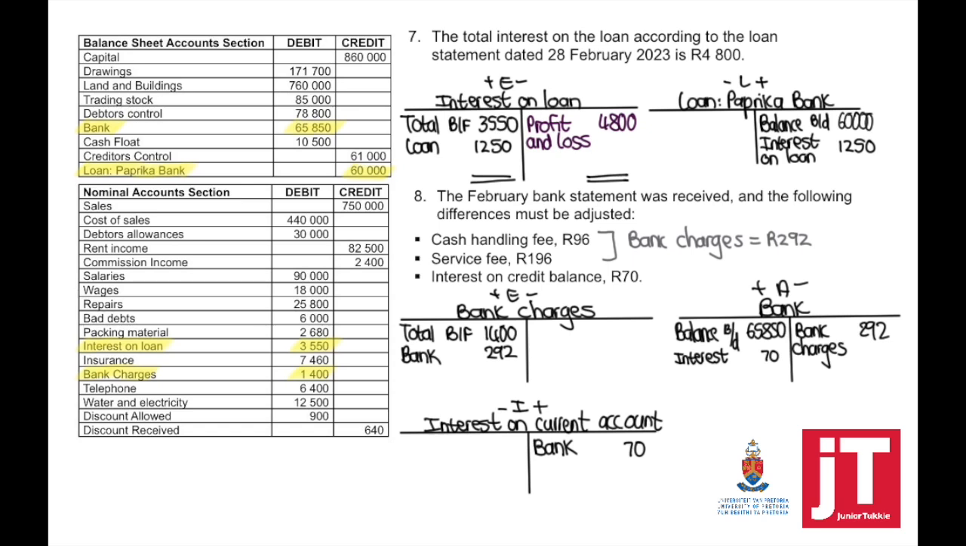Account debited, bank. All income and expenses must be closed off at the end of the accounting period. Bank charges is an expense which is closed off to the profit and loss account, and interest on current account is an income closed off to the profit and loss account.